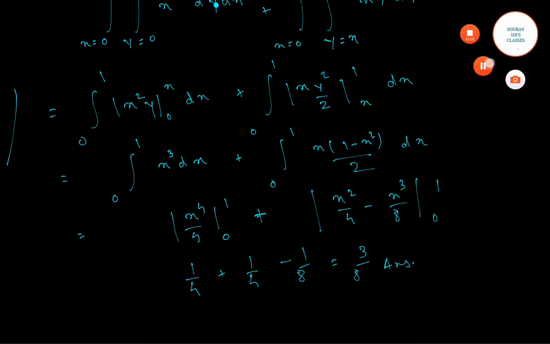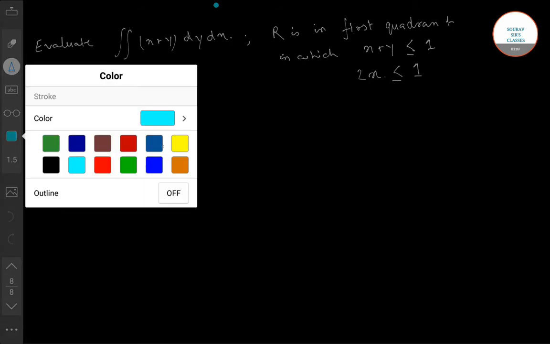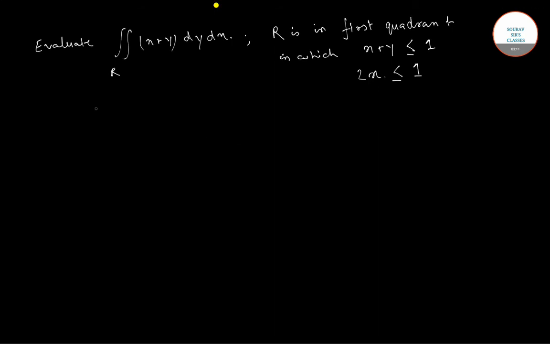Now let's move to our next question. Here we have to evaluate this double integration where R is in the first quadrant, that is both the values of x and y are greater than or equal to 0, and now the value of x plus 2y is less than or equal to 1, so we will have x less than or equal to 1 by 2, and the value of y would be less than or equal to 1 minus x, as x plus y is less than or equal to 1.